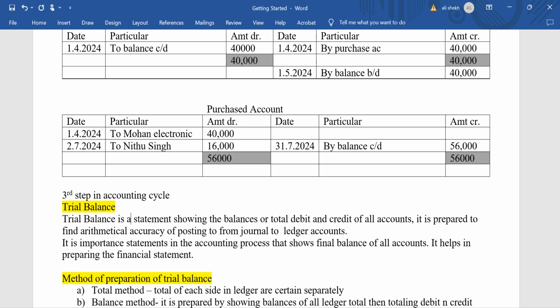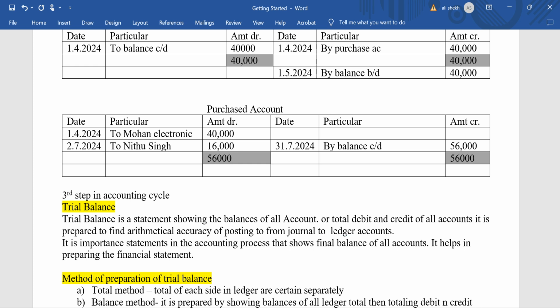Trial balance is a statement showing the balances of all accounts, or the total debit or credit of all accounts.